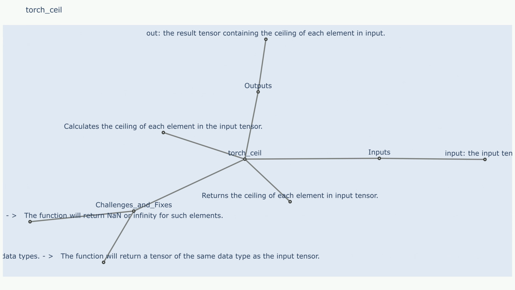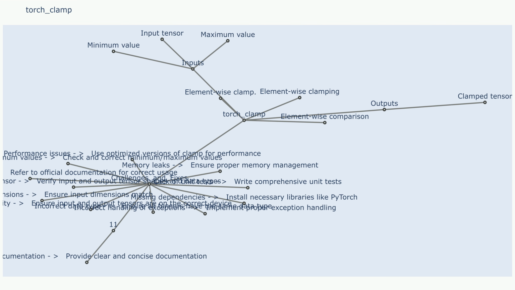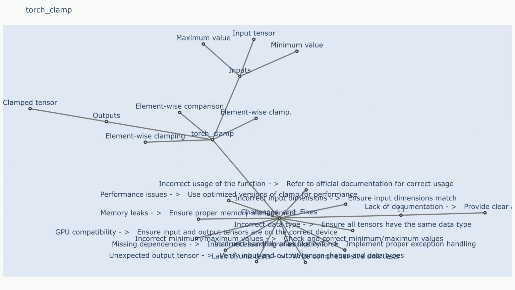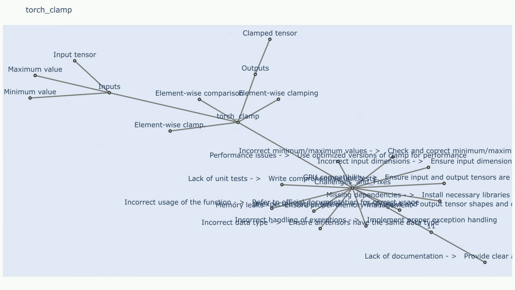Torch.clamp. Description. The torch.clamp function is used to limit the values of a tensor within a specified range. It takes a tensor as input and returns a new tensor with the values clamped within the specified minimum and maximum values. Inputs. Input 1: input tensor, the tensor whose values are to be clamped. Input 2: min, the minimum value to clamp the tensor. Input 3: max, the maximum value to clamp the tensor.